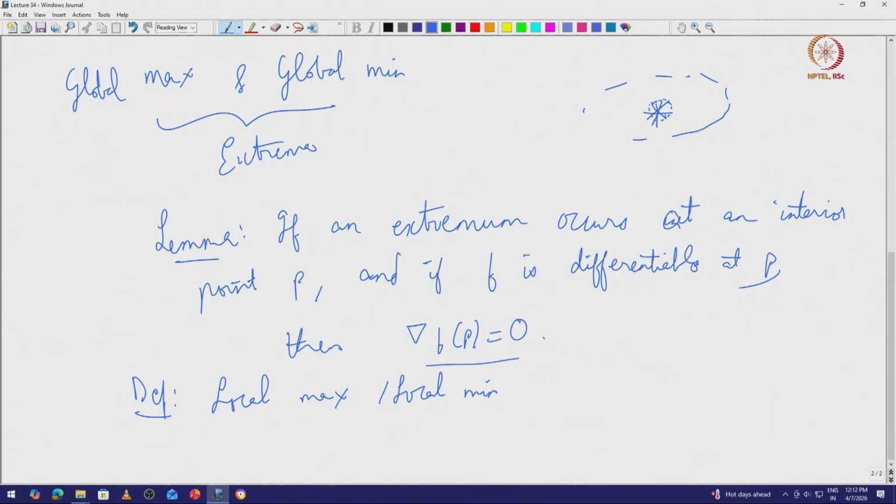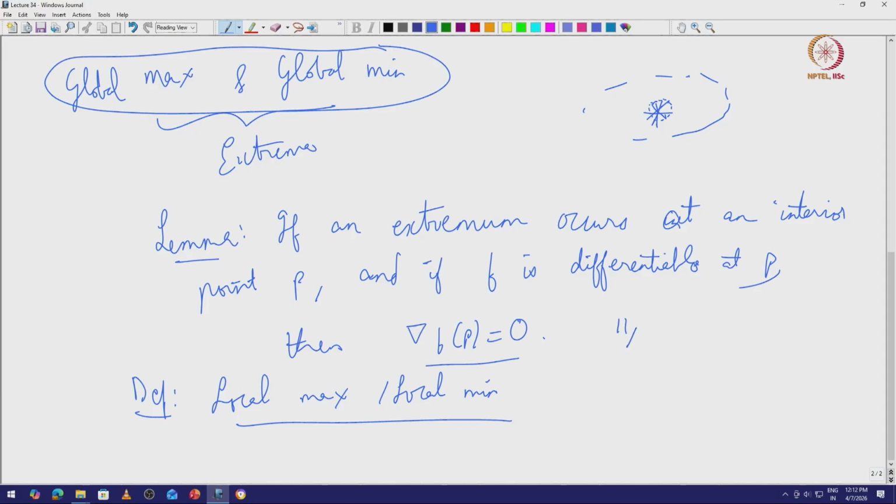All right. So coming back to this definition, so we know what local max and local min are. So the point is, if you want to find the answer to this optimization question of finding global max and global min, all we have to do is find the critical points.